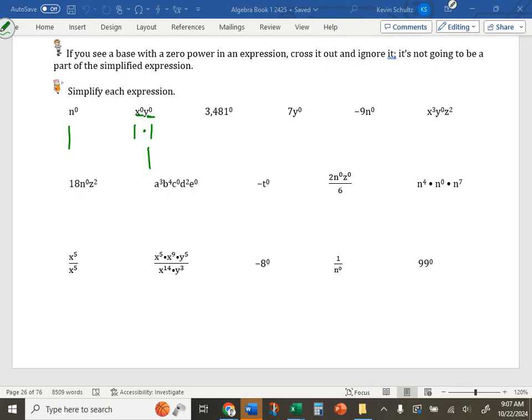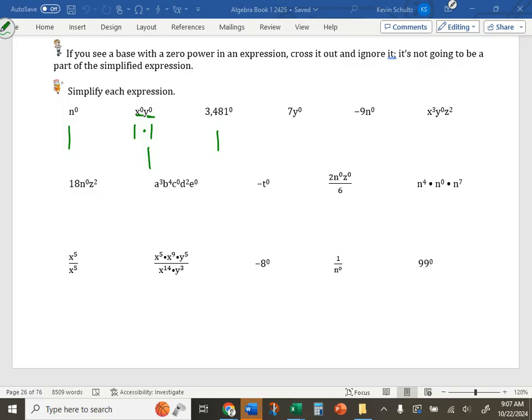3,481 to the 0 power is 1. Wait, I thought coefficients didn't change. It's not a coefficient, it's a base, right? It is a base. The exponent is attached to it. So even a number to the 0 power, if it's the base, it equals 1.